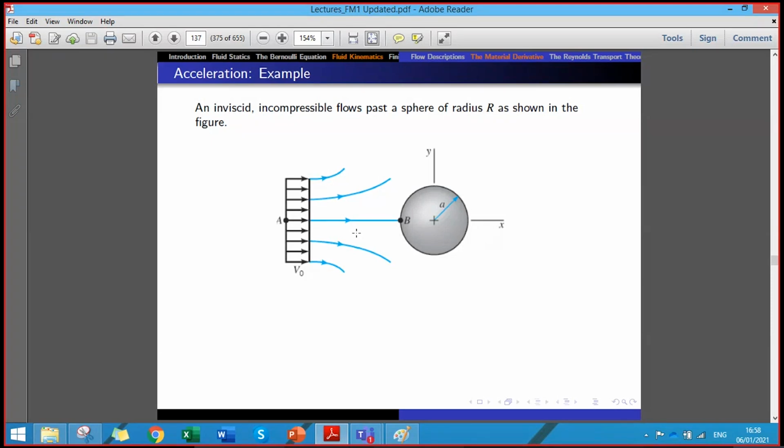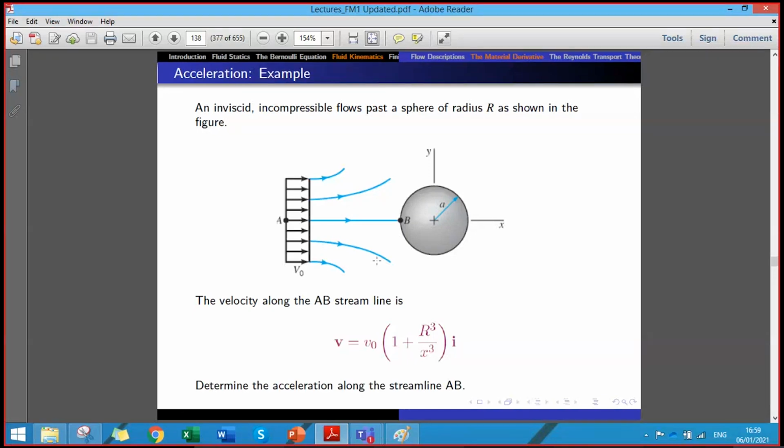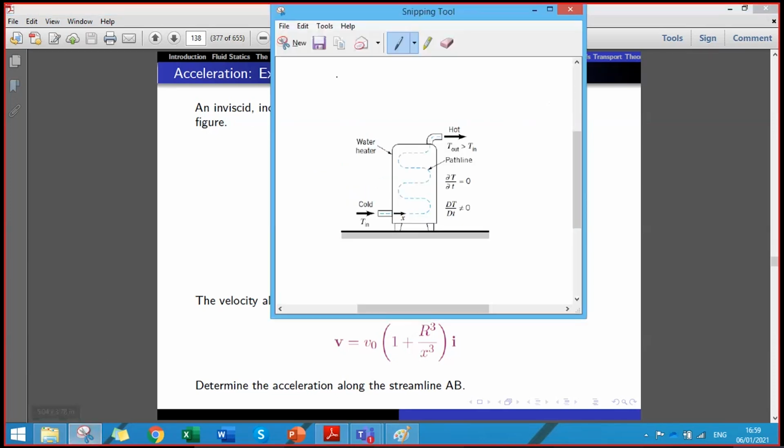In this example, we have an inviscid incompressible flow past a sphere of radius r as shown in the figure. There is a sphere of radius r, and a flow with velocity V naught is approaching this sphere, and we're interested in calculating the acceleration given this velocity along the streamline. Can you do that? Sir, we will do it only with respect to x, because v is only dependent on the i component. You will need to solve it like this.